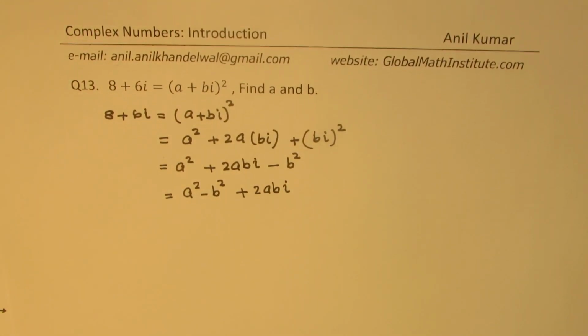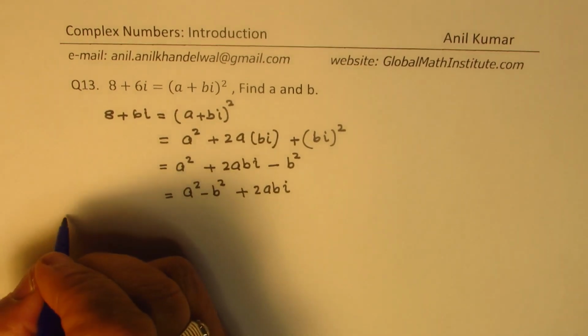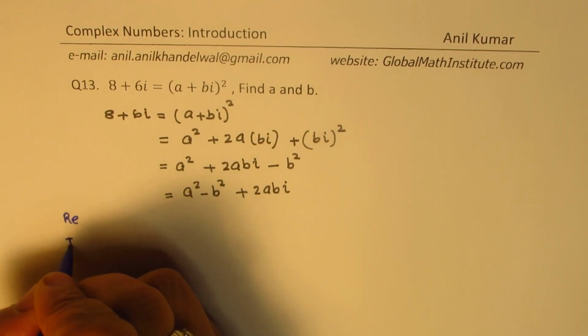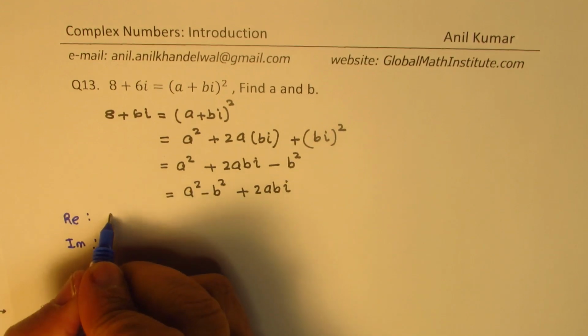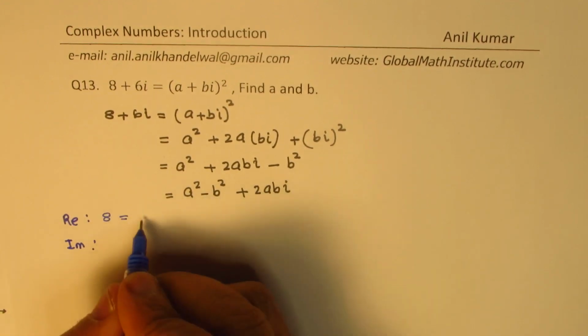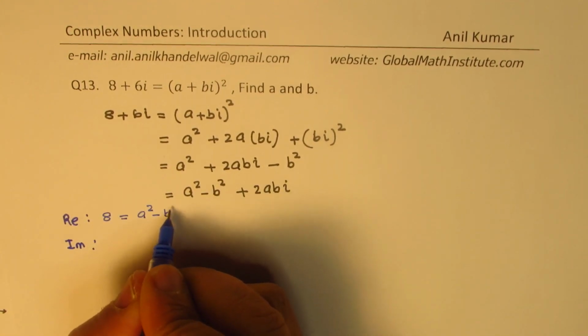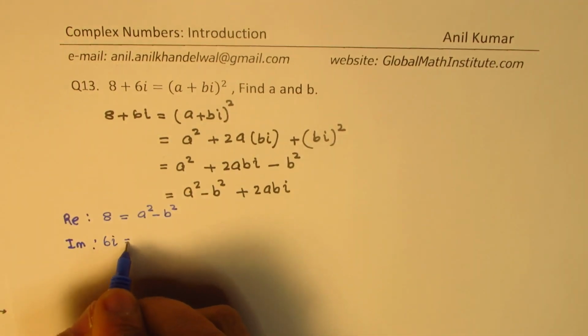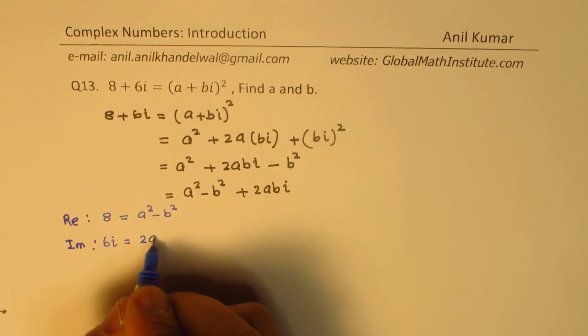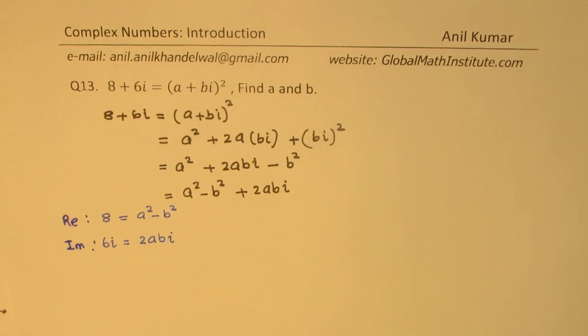Now, when they are equal, we have to equate the real and the imaginary parts, right? So the real parts and the imaginary parts, correct? They should be equal. So we get two equations. 8 is equal to a square minus b square, and 6i is equal to 2abi. Correct? So we get two different equations to solve.